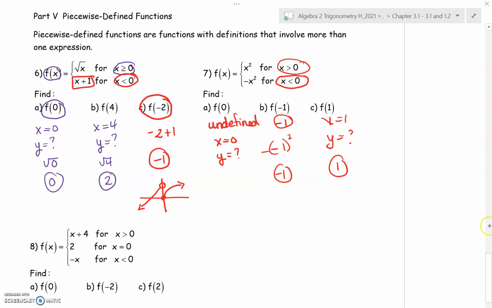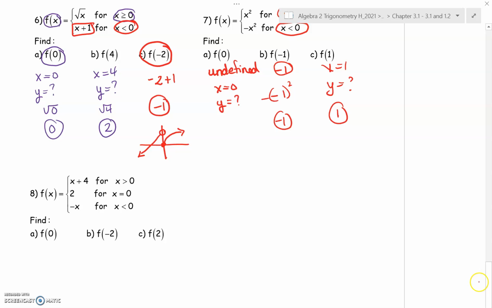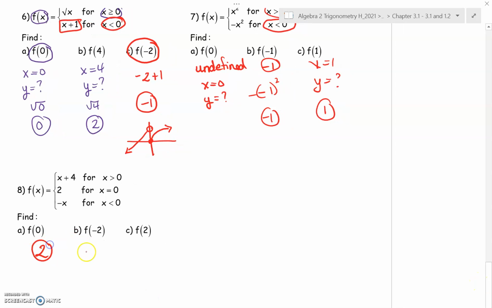Okay, so go ahead and give the last part a try. I will fill in the answers for you. And give it a try on your own.